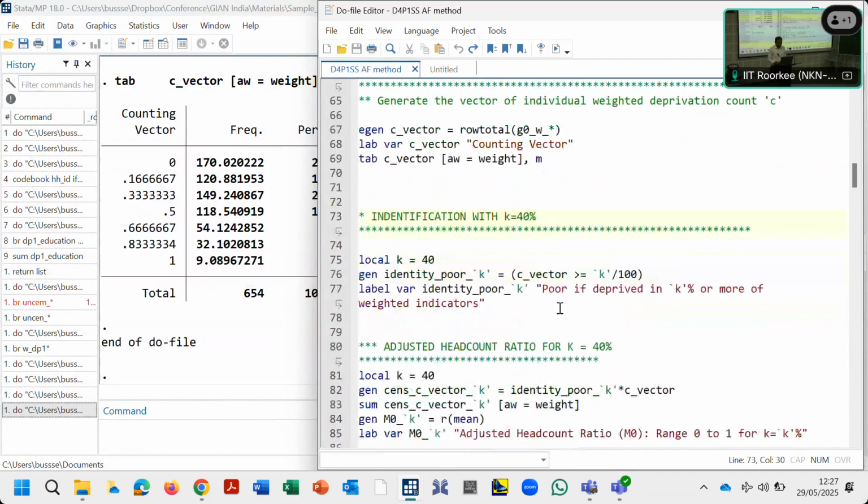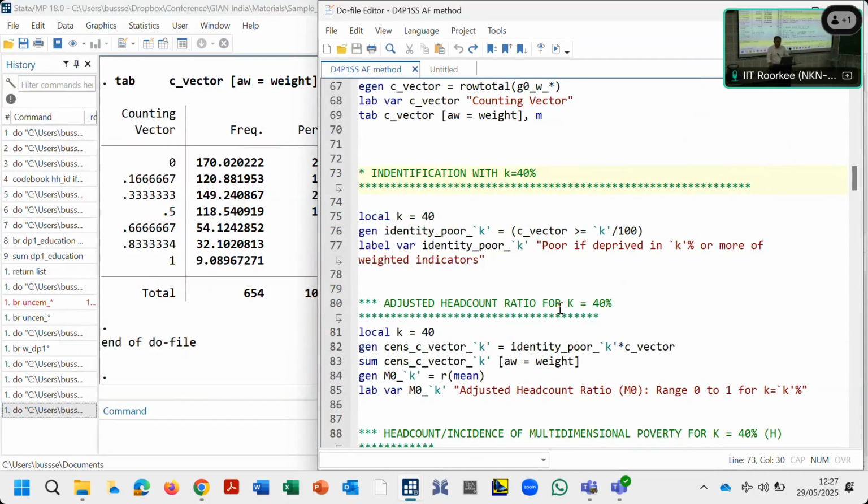Okay. Now, first we are going to identify who is poor and who is not. And we are just using, say, 40% as the cutoff. Somehow we have agreed 40% is the cutoff. That means you will be identified as poor if you are deprived in 40% of weighted deprivations. Okay? Great. So we just select it and we just run.